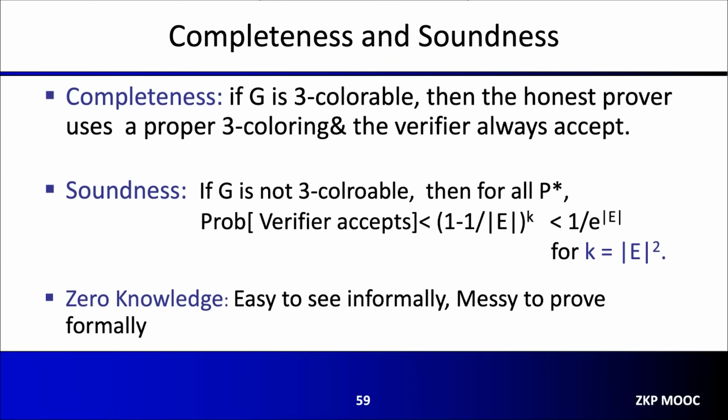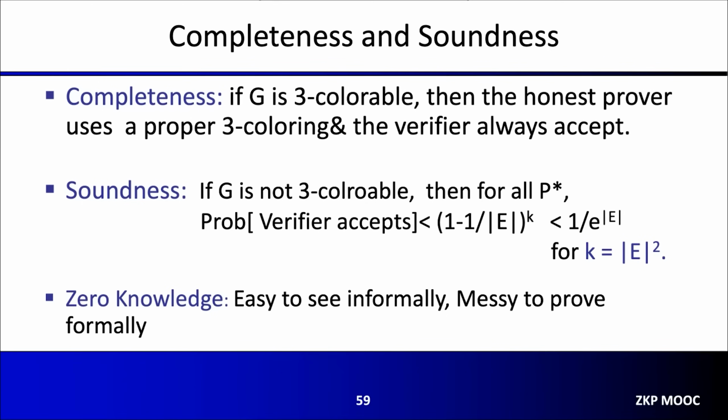But if I repeat this the number of edges number of times, then it will disappear exponentially. We will have 1 in natural log, so 1 in little e, to the number of edges. And that is an exponentially small probability. And we get this gap between completeness and soundness. The verifier will always accept when the graph is 3-colorable, and he will accept with exponentially small probability when the graph is not 3-colorable.